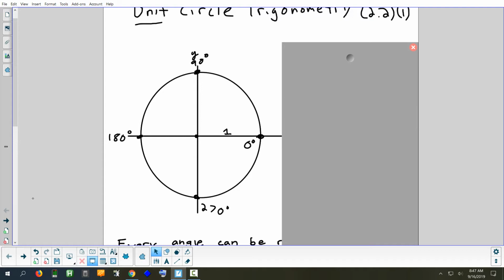Now, that's a unit circle. I think we mentioned it last week. All that means is the radius on that circle is 1. I didn't label every radius in the circle, but I labeled 1. Any questions on that picture? All right.